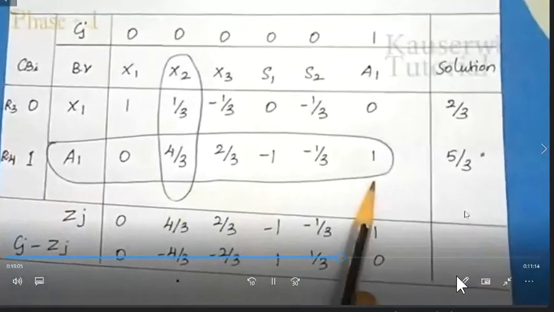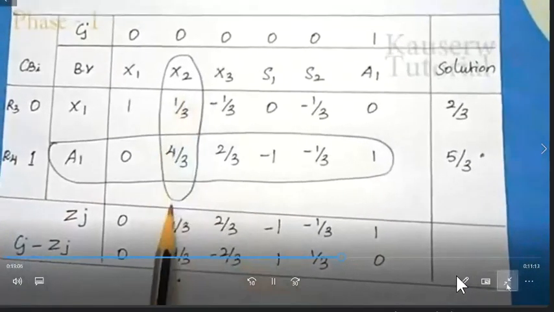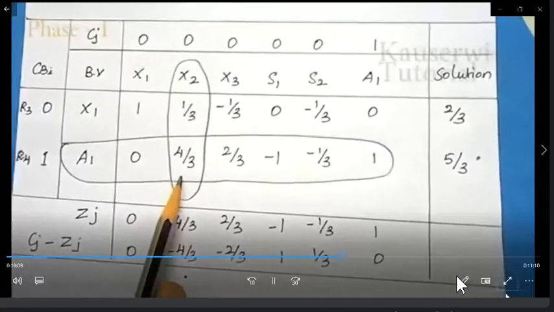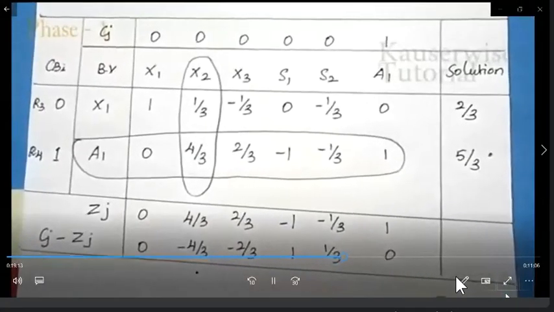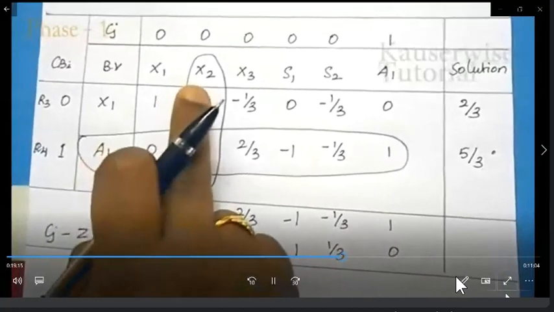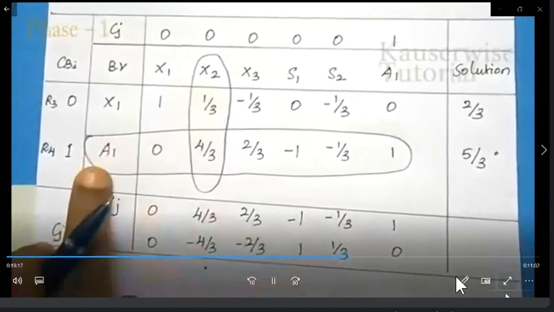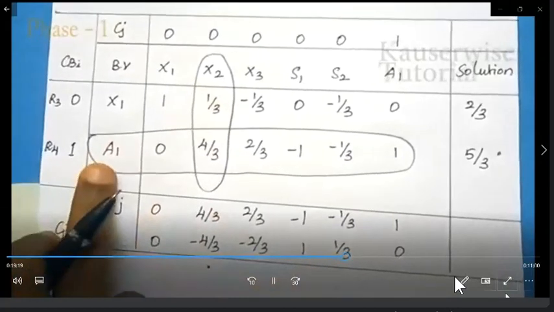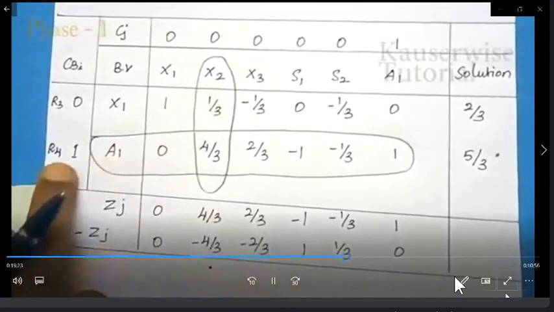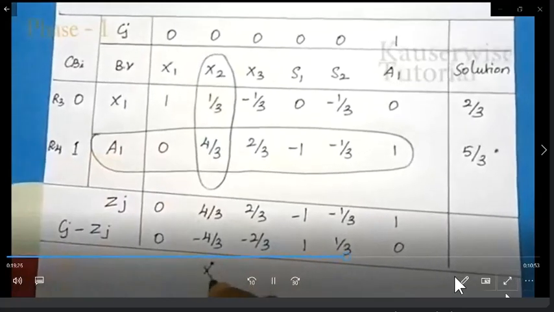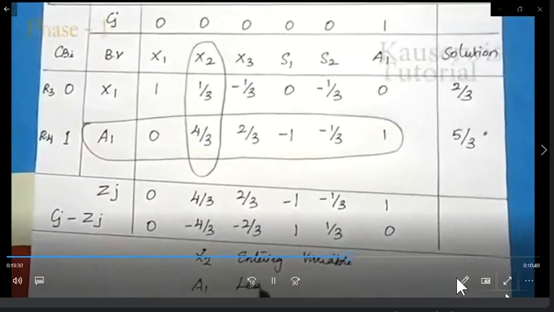Key row. A1 is the key row, X2 is the key column, and 4 by 3 is the key element. Now we have to prepare the second iteration. In the second iteration, X2 will be the entering variable and A1 will be the leaving variable. So instead of A1, we have to enter X2. So X2 is the entering variable and A1 is the leaving variable.